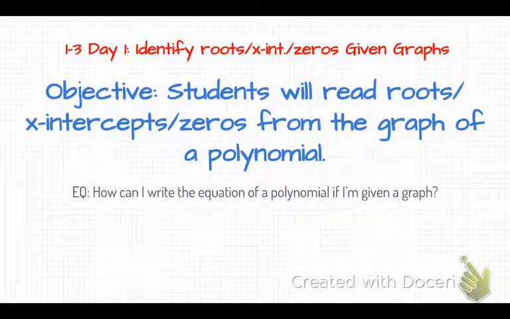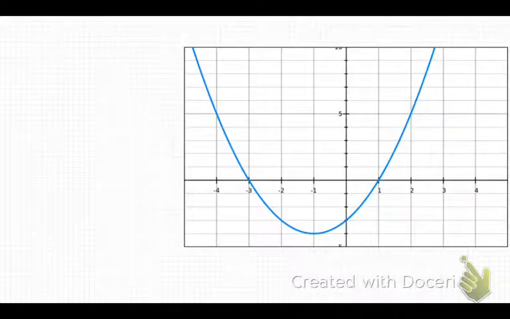So we are going to be identifying roots, x-intercepts, and zeros, given graphs. If you look at that paper I gave you, that's where all the graphs are that we're going to be using. But to start with, we are going to look at this graph up here. You don't have it. Okay, so we're not on the paper yet. We're just looking. We're not writing anything down.